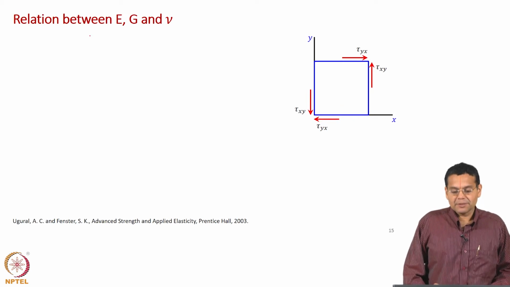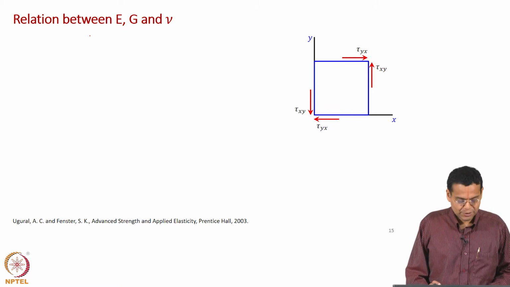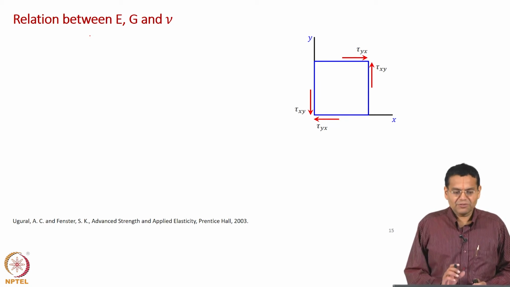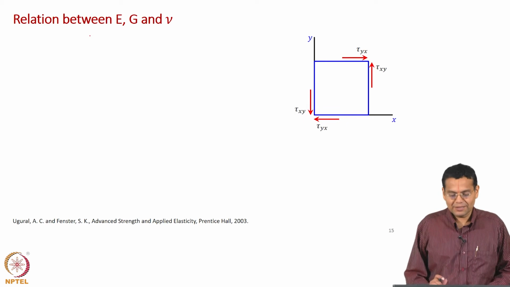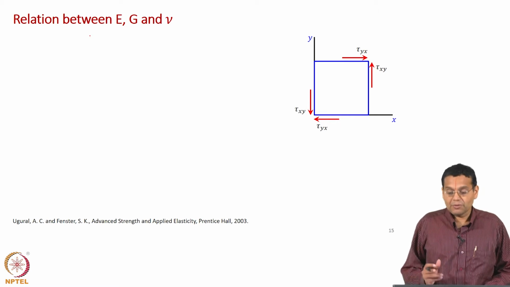Derive the relationship between the Young's modulus E, the shear modulus G and the Poisson ratio nu. Different books follow different ways of deriving it. I am following this book by Ugural and Fenster, Advanced Strength and Applied Elasticity. Only for this part I have referred to this book because it was in line with what we have discussed. First I will give an overview of how we are going to proceed.